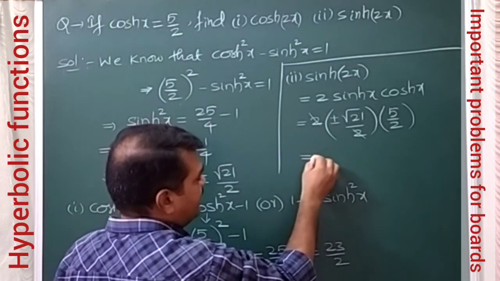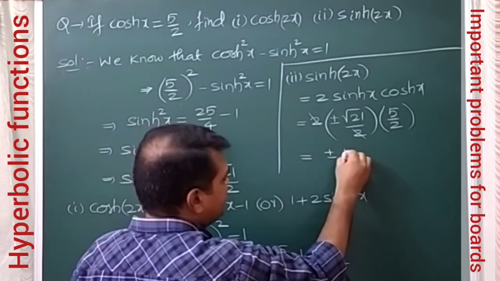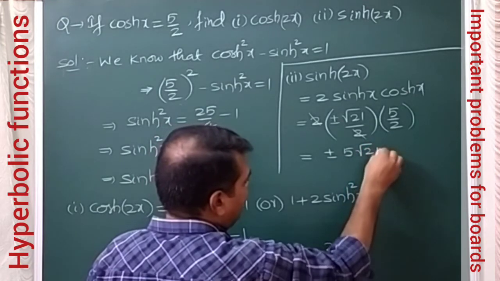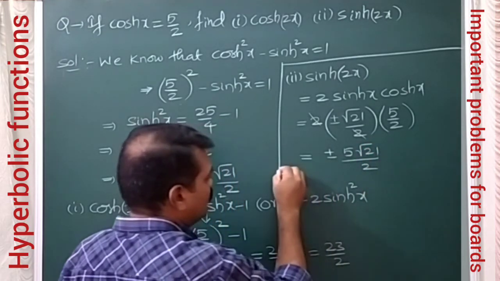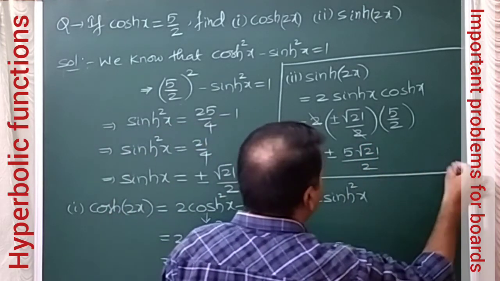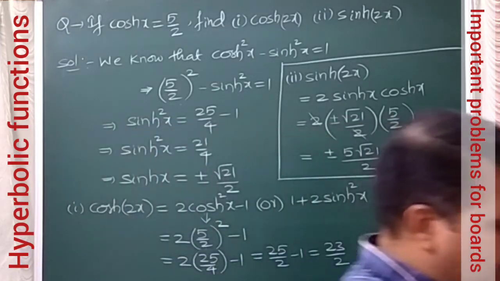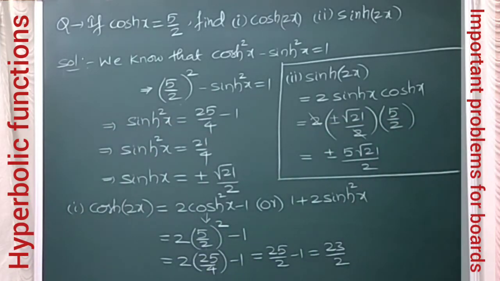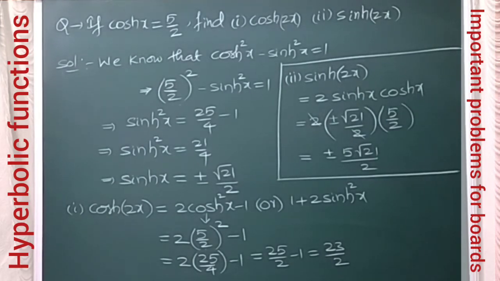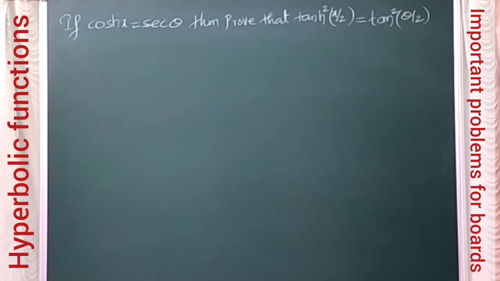So what is your answer now? Plus or minus 5 root 21 by 2. So this is the value of sinh of 2x, plus or minus 5 root 21 by 2. It is similar to the previous problem which we discussed, and the basic formula applications are also similar. This is the next question.